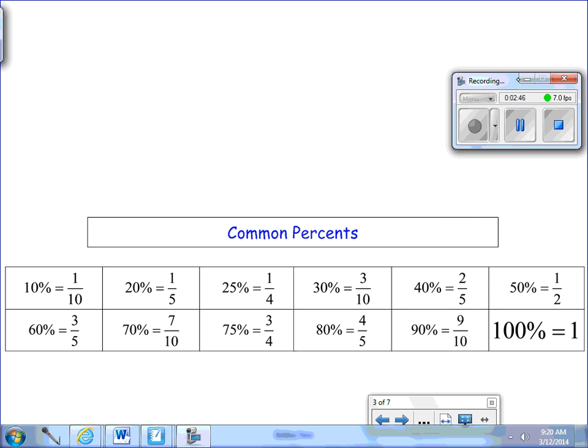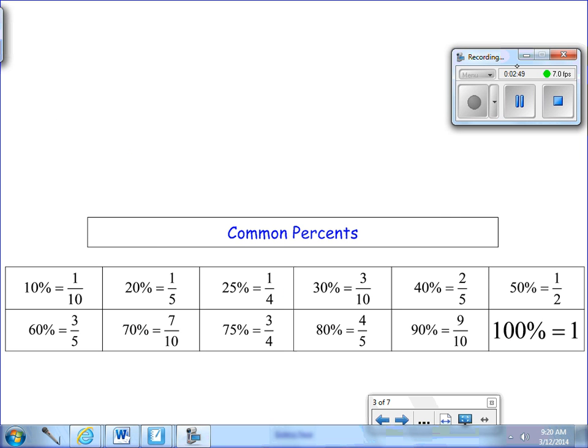Now you will have common percents that you'll need to know in your head. A lot of these you do. I have listed there 10% is 1 out of 10. 20% would be 1 out of 5. 25% is 1/4. 30% is 3 out of 10. 40% is 2/5. 50% is 1/2. The rest of these you will know off the top of your head, and there are common percents that you'll be using. But there are some exercises where you will not have those that you can do off the top of your head.